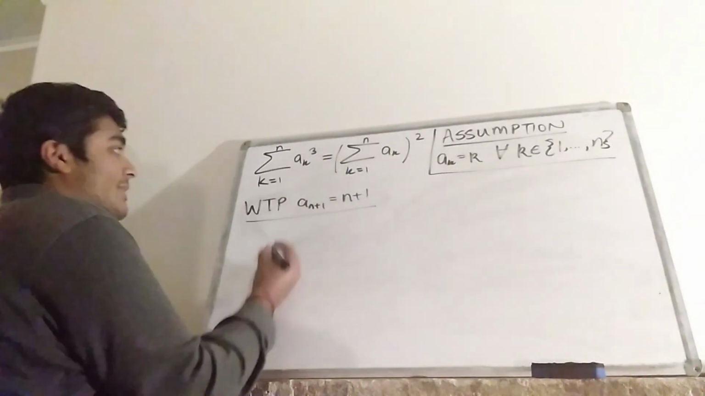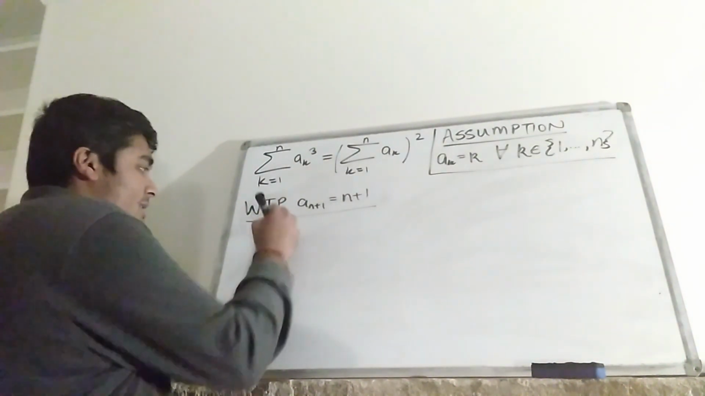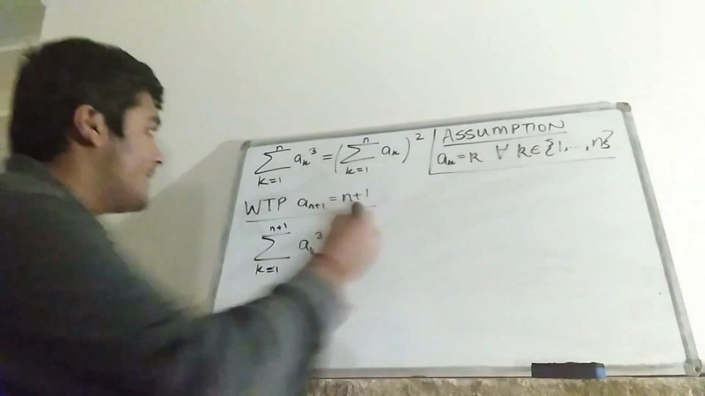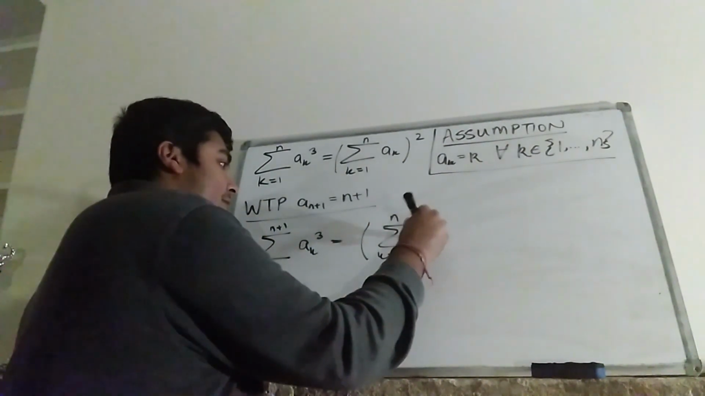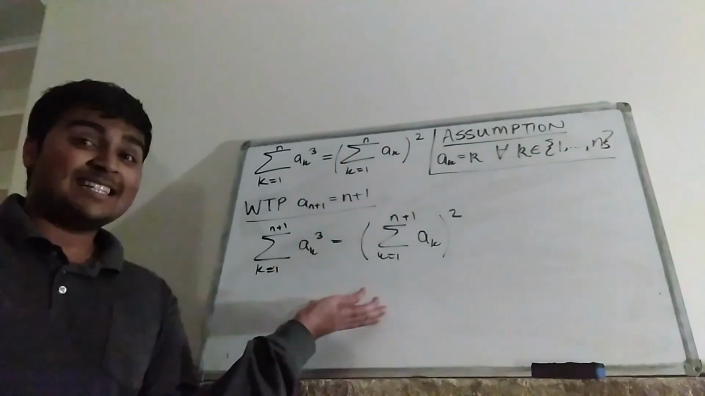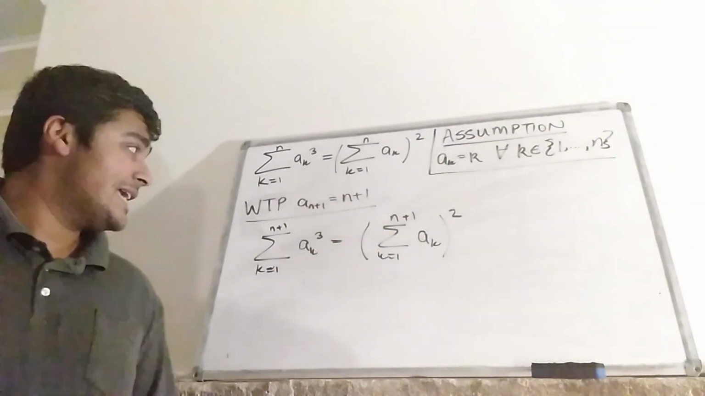So let's write out the left-hand side. The sum from k equals 1 to n plus 1 of a_k cubed is equal to the sum from k equals 1 to n plus 1 of a_k, all squared. Oh, n plus 1, sorry. Okay, so this thing is a fact, and we're going to work from this thing down to try and derive that a_{n+1} equals n plus 1.